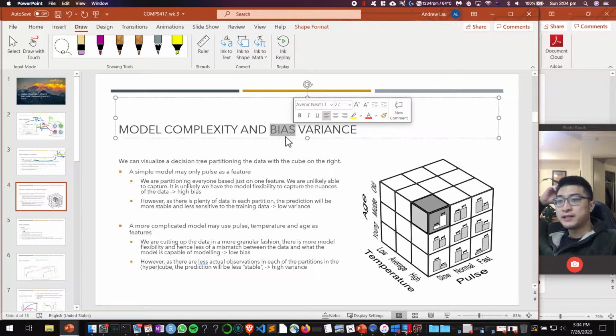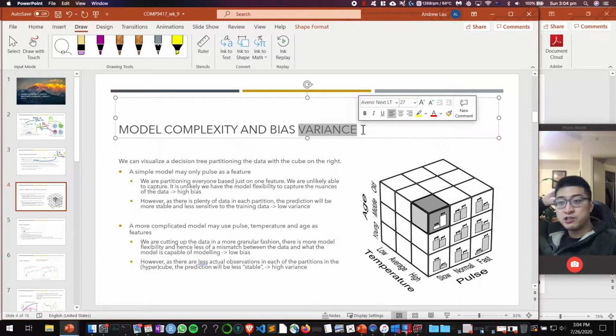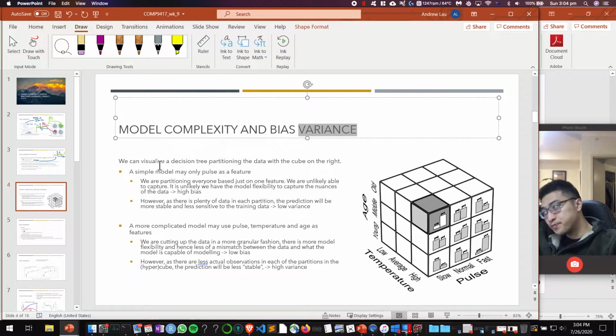Because you have more flexibility. In other words, more ability to capture the nuances of real life data. But then, because you have that flexibility, you will tend to hug the data more. So when you change the data, the model will change a fair bit.